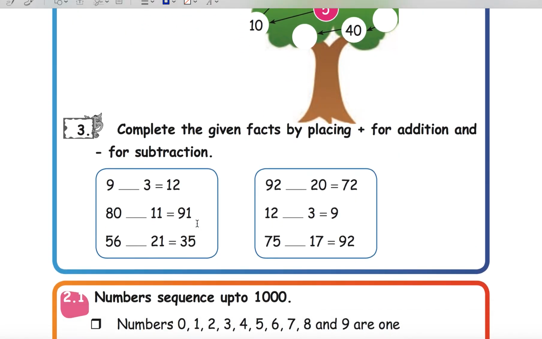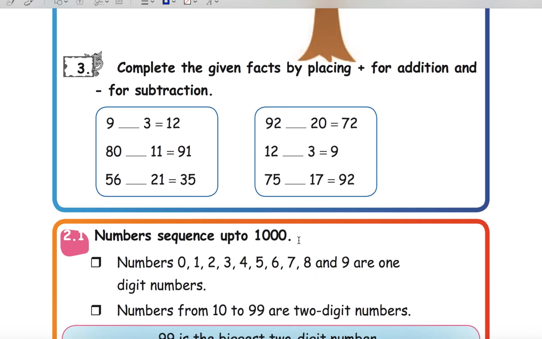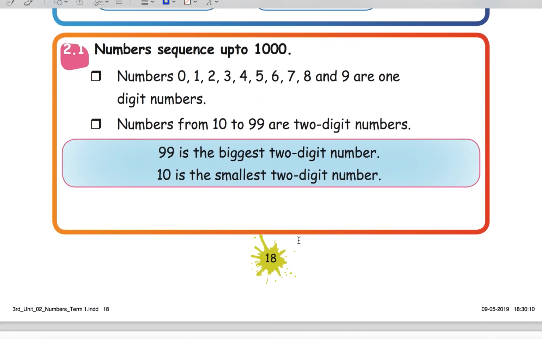Complete the given facts by placing plus for addition and minus for subtraction. Okay, 9 minus 3 is 6, is not 12, right? 9 plus 3 is 12, so you need to place plus here. Here also plus, 80 plus 11, 91. Here minus, 56 minus 21 is 35. Here also minus, here also minus, here plus, 75 plus 17 is, yes, 92.